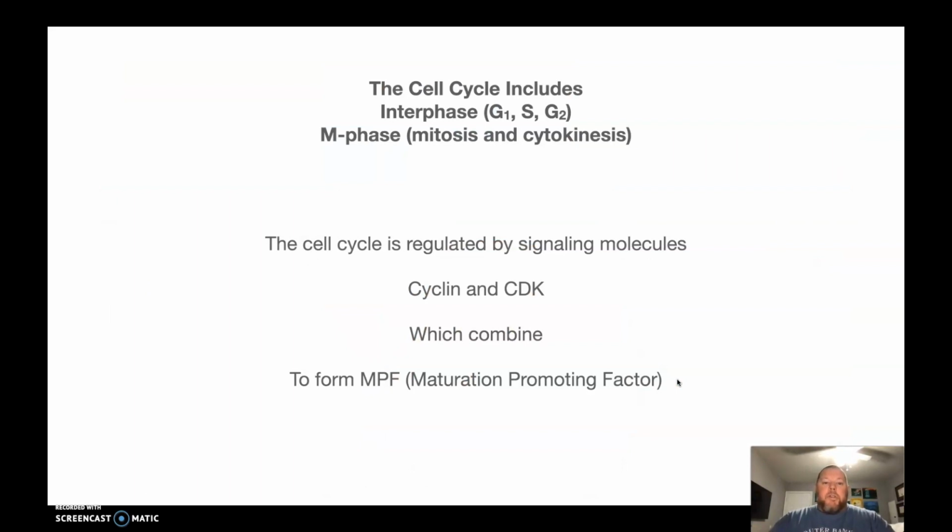So the cell cycle does include interphase, which is made up of G1, S, and G2, and then the M phase, which is made up of mitosis and cytokinesis. The cell cycle is going to be regulated by signaling molecules, cyclins and CDK, which is cyclin-dependent kinases. These are going to combine to form the MPF, which is the maturation promoting factor, or the M phase promoting factor.